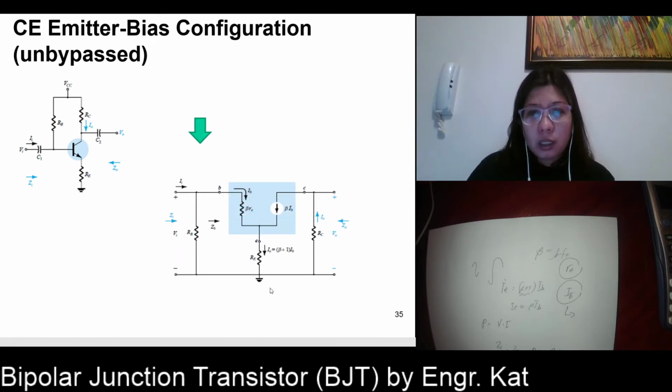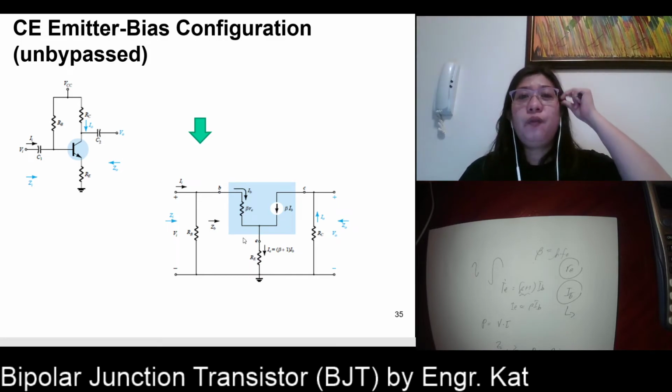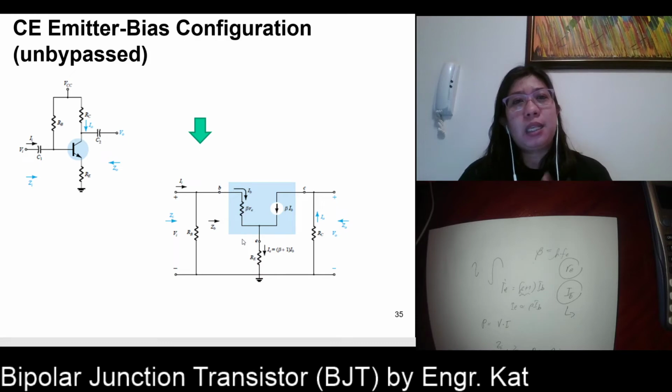Why? Because the effect of RE is still there. So this is the blue portion, this is your transistor. At the emitter side, you have your RE here. Why? Because it's not bypassed. On the next video, we will be discussing what will be the effect if this is not bypassed.